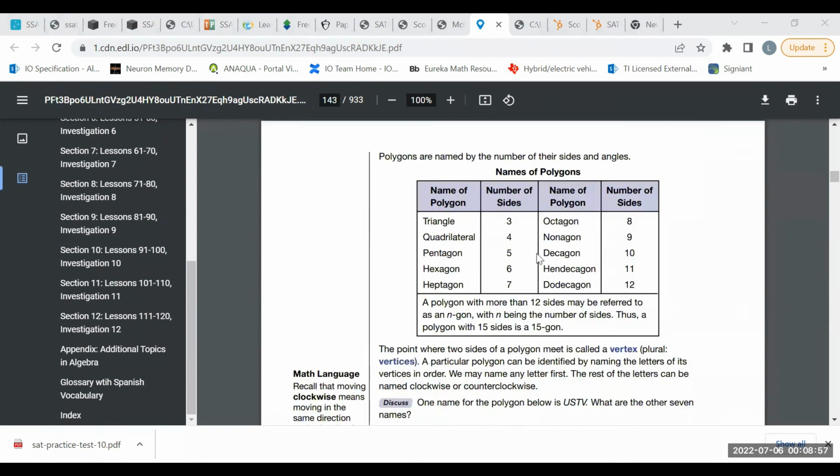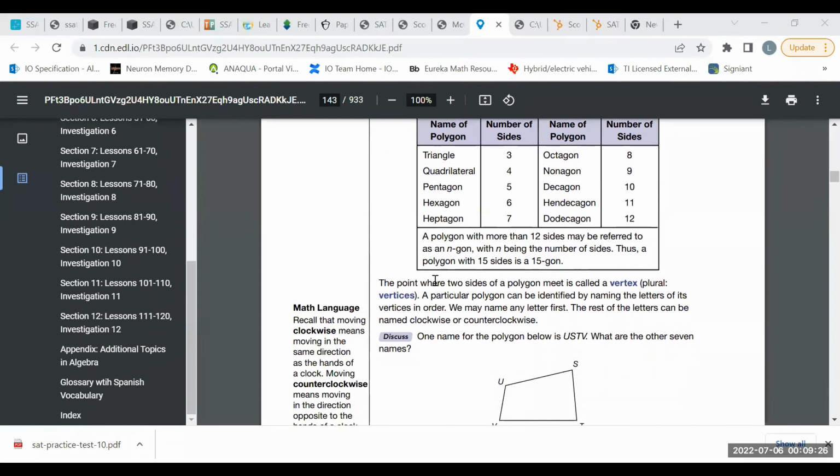Okay, names of polygons. Triangle is 3, quadrilateral is 4, pentagon is 5, hexagon is 6, heptagon is 7, octagon is 8, nonagon is 9, decagon is 10, hendecagon is 11, dodecagon is 12. A polygon with more than 12 sides can be referred to as an n-sided polygon. That is, if it has 14 sides, you'll say 14-sided polygon or 14-gon, right? N-gon. So a polygon with 15 sides will be 15-gon.